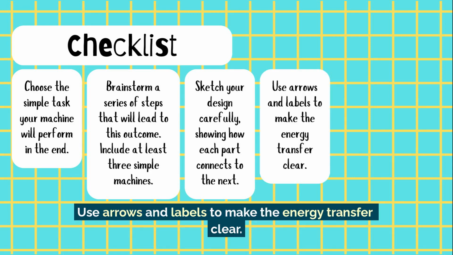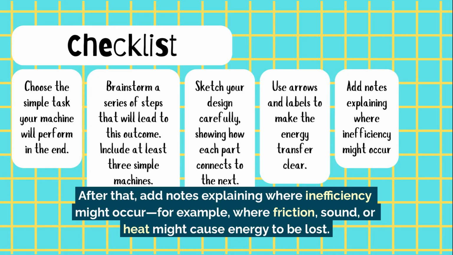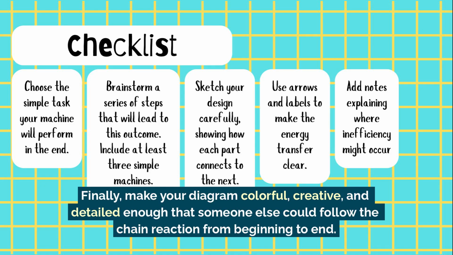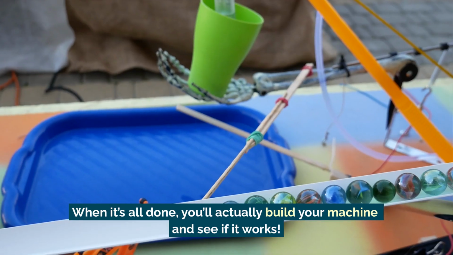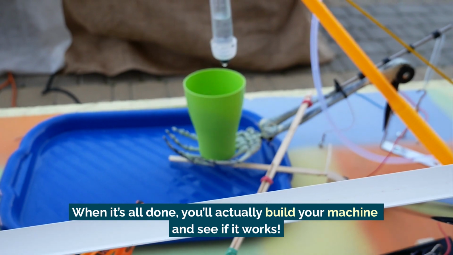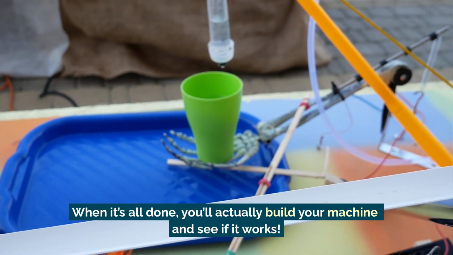Use arrows and labels to make the energy transfer clear. After that, add notes explaining where inefficiency might occur. For example, where friction, sound, or heat might cause energy to be lost. Finally, make your diagram colorful, creative, and detailed enough that someone else could follow the chain reaction from beginning to end. When it's all done, you'll actually build your machine and see if it works.